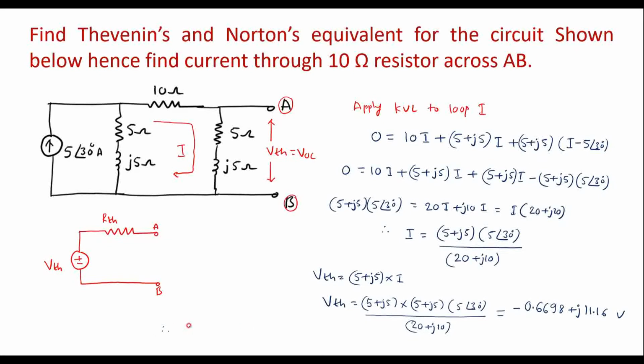Therefore I can write VTH in polar form as VTH is equal to 11.18 at an angle of 93.43 volts. So this is the value of VTH.